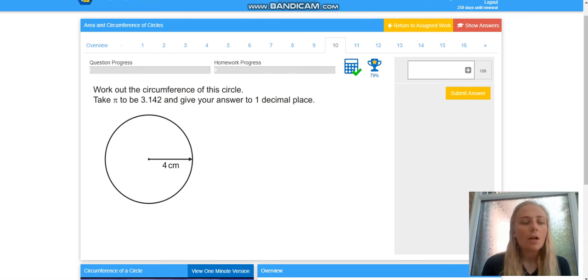So for this one, we would do pi on our calculator, and we would times it by 8, because that's the diameter, okay? Those are your questions for this week. They're mostly the same as last week. They might just be different numbers and different sizes of circles. So area and circumference of circles.